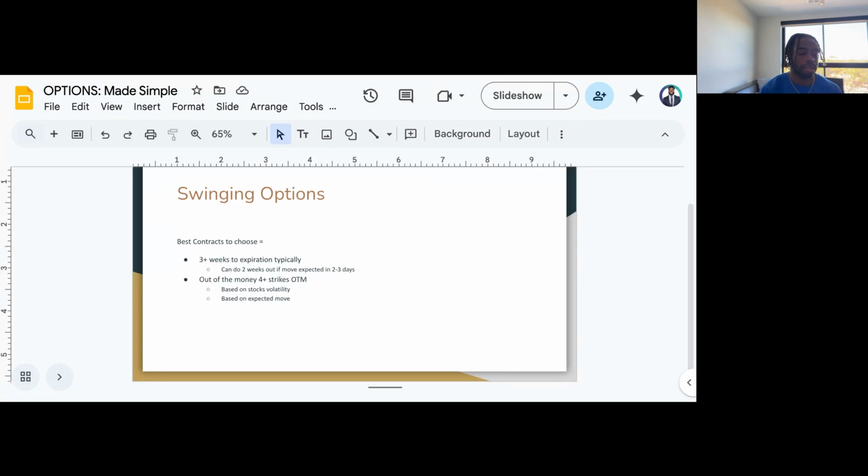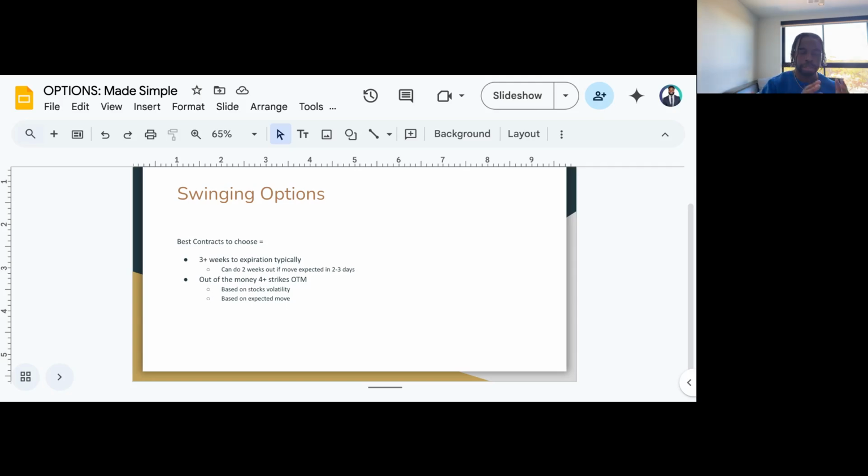All right, so swinging options. So the best contracts to choose for swinging are 3+ weeks to expiration. Okay, so you need to go at least 3 weeks out, if you're going to be holding option contracts for 2 to 3 days or more. Okay. And then I usually like to go out of the money 4+ strikes, based on the stock's volatility and based on the expected move.